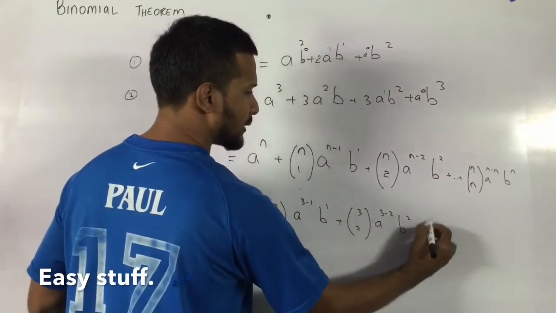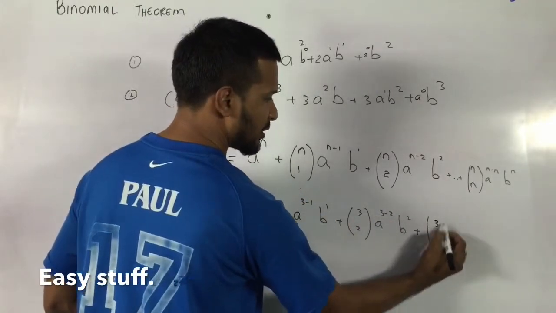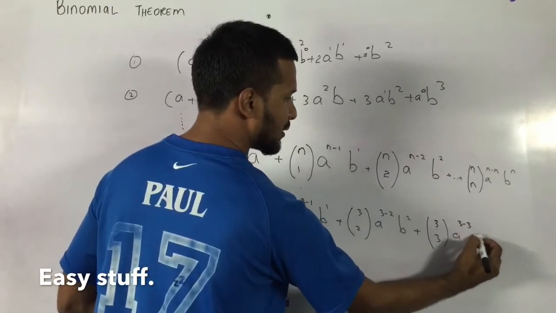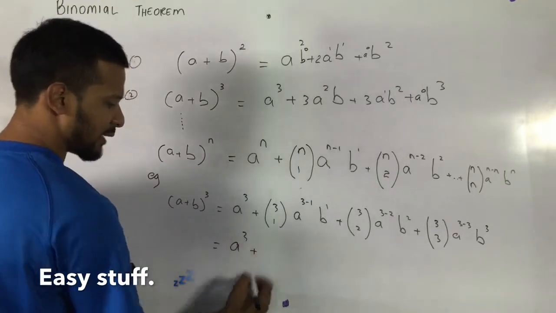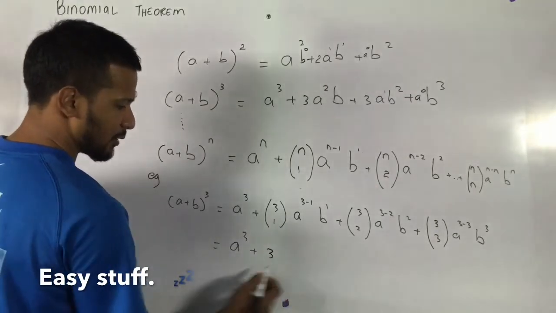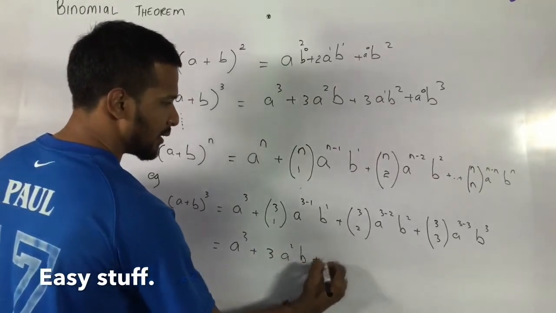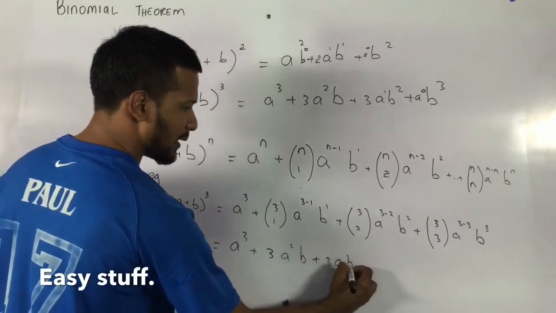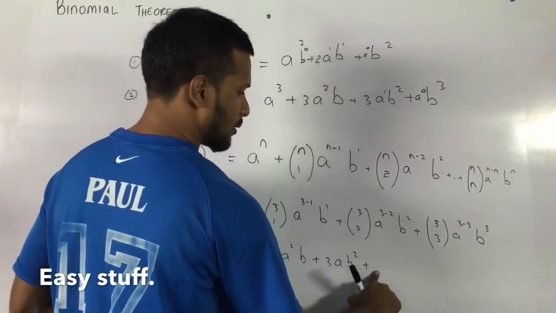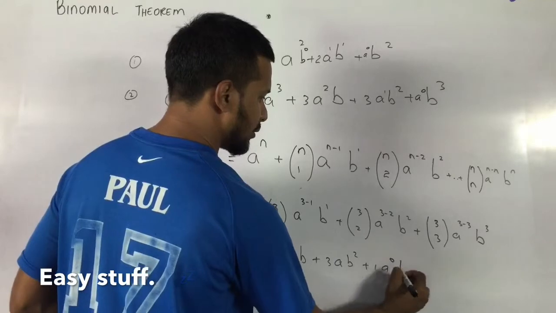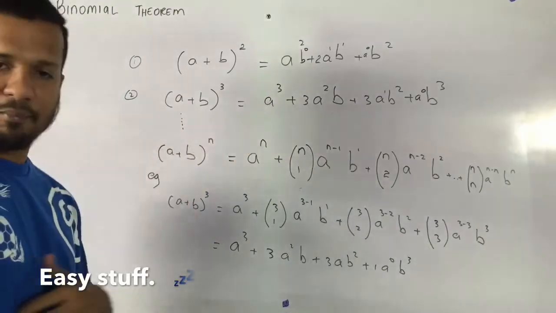plus 3C2, A to the 3 minus 2, B squared, plus, these two must be the same, so after 3, 2, and the value here is 3, then obviously it's 3C3, by A to the 3 minus 3, B to the 3. So this is really A cubed, 3C1 is 3, by A squared, by B, 3C2 is 3, by A, B squared, plus 3C3 is 1. You're able to give us 1, A to the 0, B cubed.